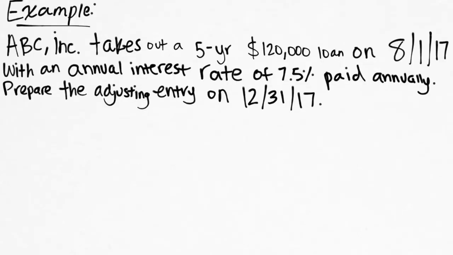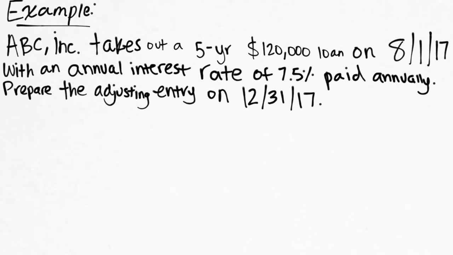Our first example is with accrued interest. ABC Inc. takes out a 5-year, $120,000 loan on August 1st, 2017 with an annual interest rate of 7.5% paid annually. Prepare the adjusting entry on December 31st, 2017.